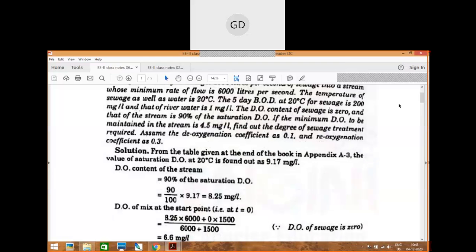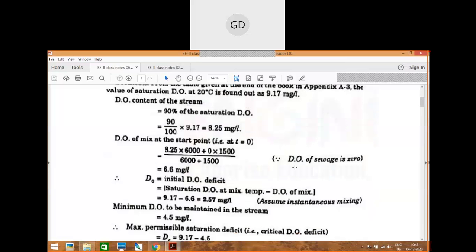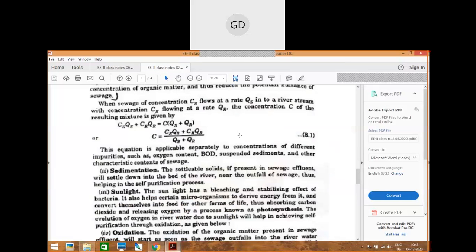At t equal to 0, that is at the start point, we will find out what is the DO of the mixture. In the last class we got one formula, if you can remember, that is capital C is equal to CSQS plus CRQR divided by QS plus QR. I will show you, just wait. This formula you can remember, right? We have done numericals related to this formula also.